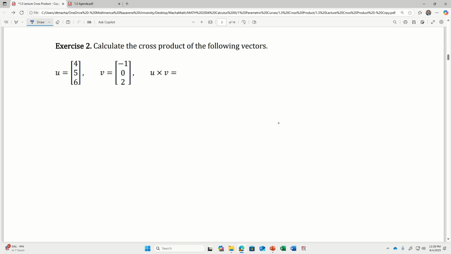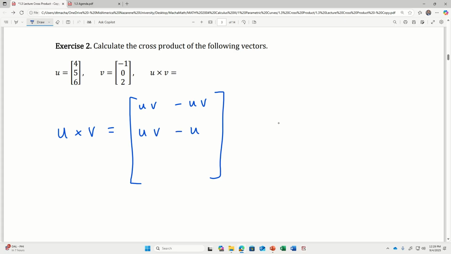Here is an exercise I might give you on a test. It says calculate the cross product of the following vectors. So u cross v is, and if I were taking a test and I didn't want to make any little mistakes, I would go ahead and rewrite the whole thing from scratch. So be very careful. 2, 3, 1. And then 2, 3, 3, 2, 3, 1, 1, 3, 1, 2, 2, 1. Now we've memorized the formula.